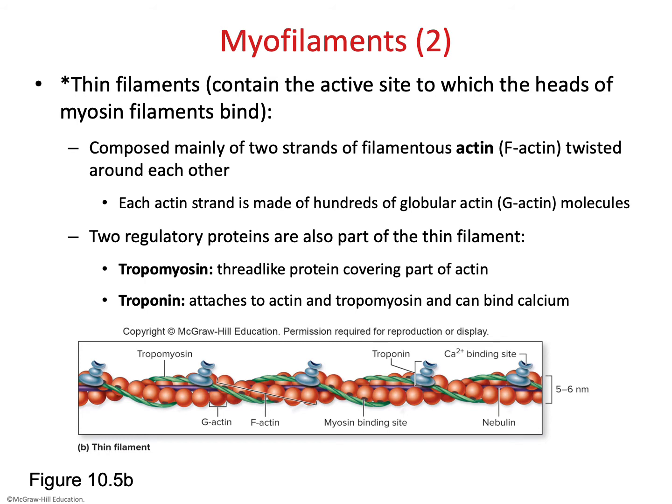It's made up of two strands of actin that are twisted around each other, and there's two regulatory proteins within that thin filament. Tropomyosin is a thread-like protein that covers up a part of actin that's in green in that picture, and troponin attaches to actin and tropomyosin and can bind calcium. Pretty much what calcium does is calcium will bind to the troponin and move off the myosin binding site, so that myosin can then bind to the actin.